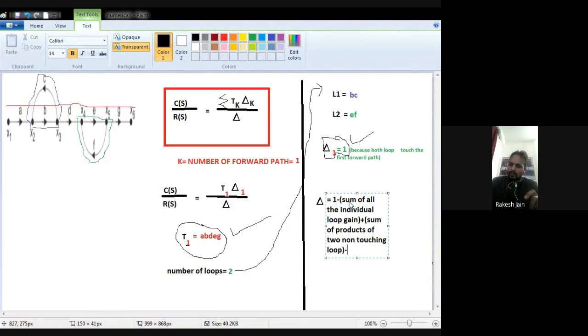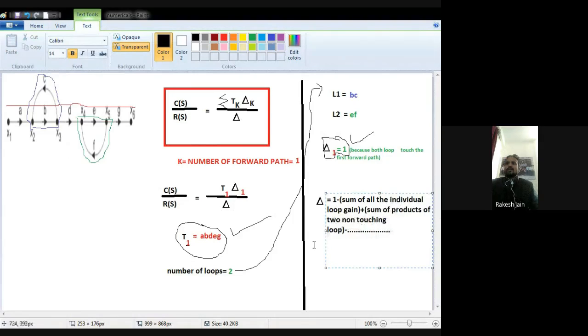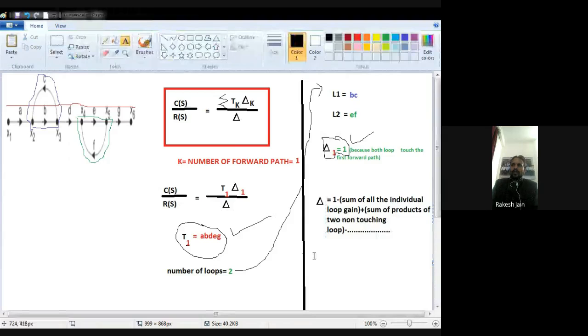Minus, and so on, it will continuously increase: sum of two non-touching loops, sum of three non-touching loops, and so on. So 1 minus the sum of all the individual loop gains, plus the sum of products of two non-touching loops, minus the sum of products of three non-touching loops, and so on. For this question we see 1 minus the sum of all the individual loop gains. So the loop gains we will find out.